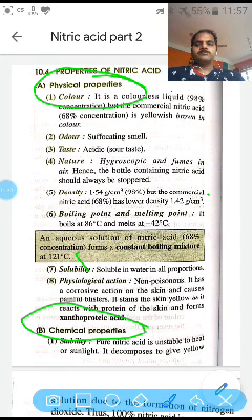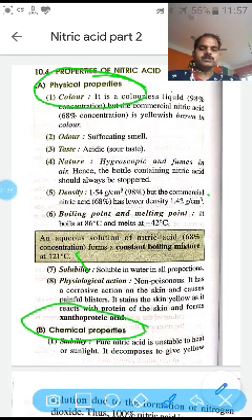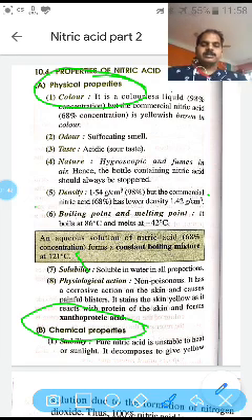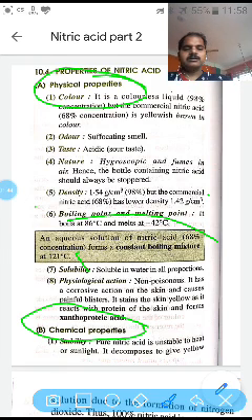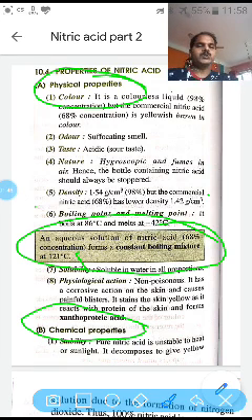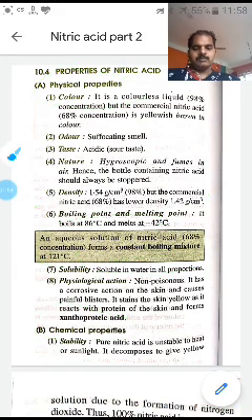Boiling point, of course it refers to pure nitric acid. It has a boiling point of 86 degrees Celsius and it melts at minus 42 degrees Celsius. Another point that is important in this regard is formation of azeotrope, that is constant boiling mixture in case of nitric acid. An aqueous solution of 68% nitric acid forms a constant boiling mixture.